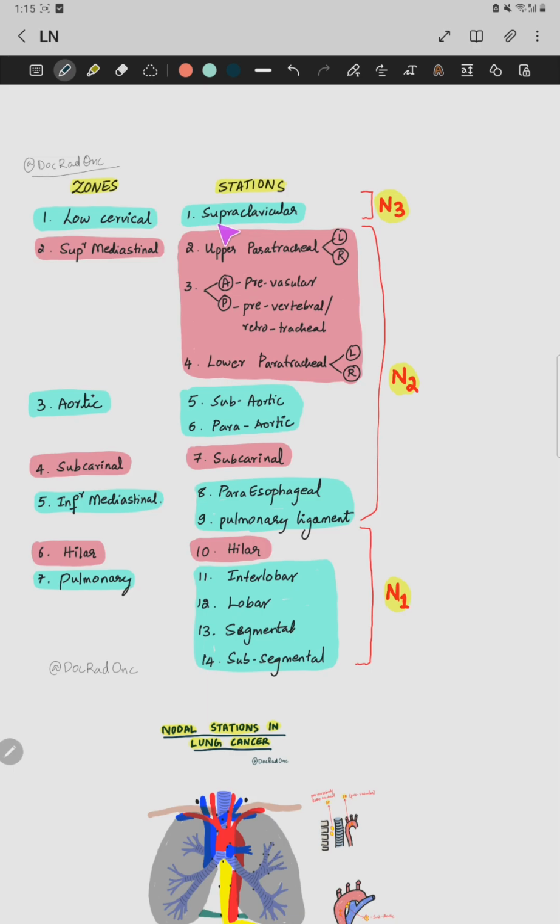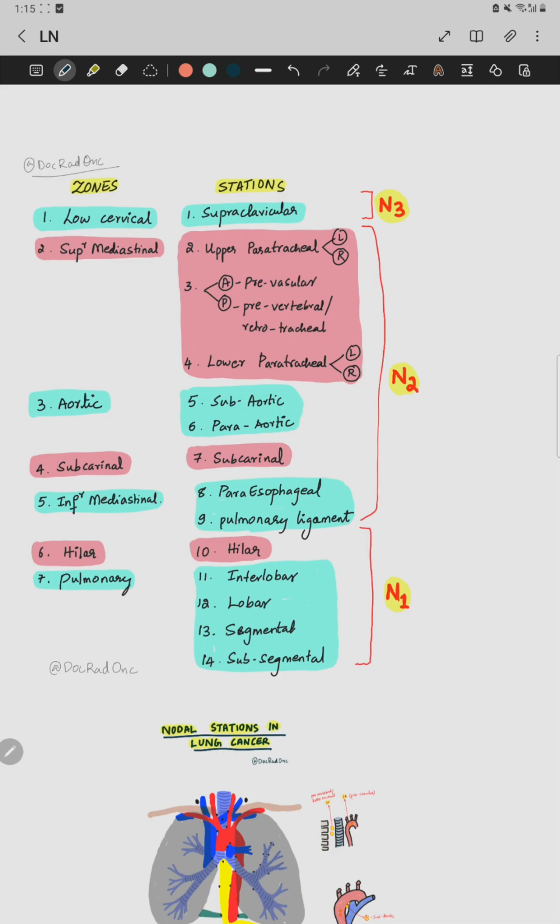Lower cervical is called supraclavicular here in stations. Superior mediastinum is divided into upper paratracheal, third station, and fourth station, that is lower paratracheal over here. Aortic is divided into 5 and 6 here, that is subaortic and paraaortic. Subcarinal is the same, but the zone number is 4 and 7 is the station number. Inferior mediastinum is divided into paraesophageal and pulmonary ligament. Hilar is the same, but zone 6 here and the 10th station here. Pulmonary is again like 11, 12, 13, 14, based on the lobar and segmental levels.